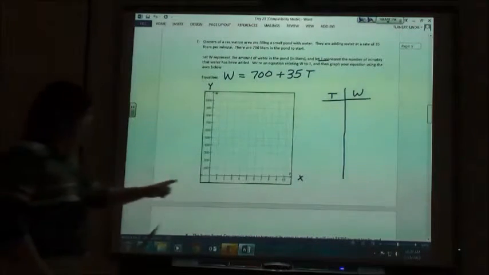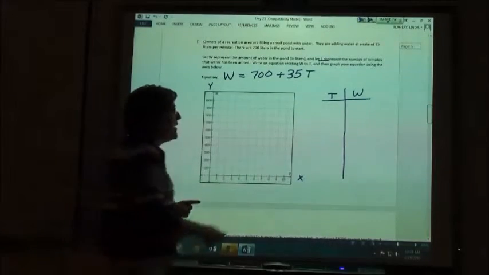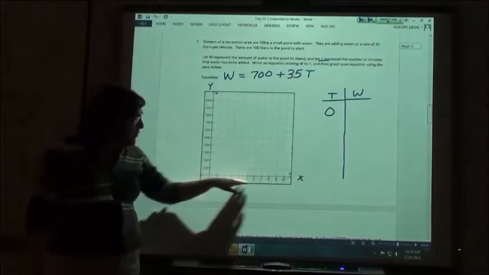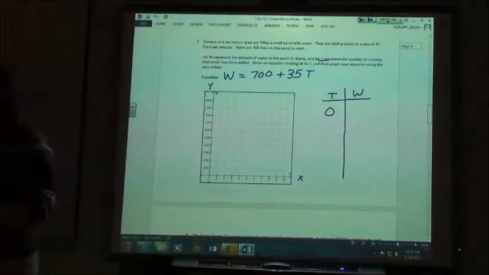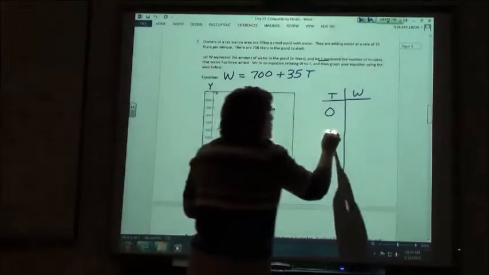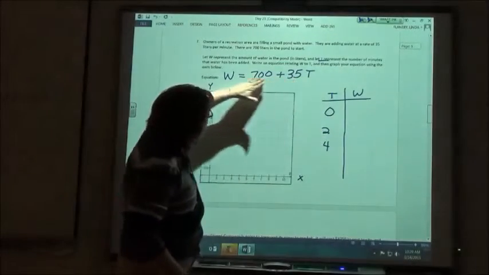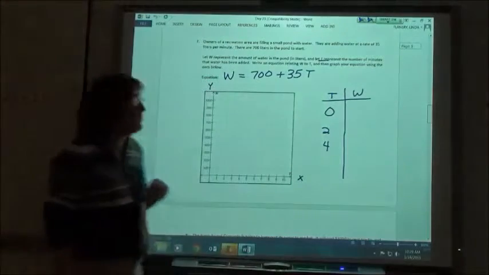So I look at the bottom line here, and I always like to use 0. And then I just want some other easy numbers. Pick a couple other numbers off my graph there. 2, 4, 6. 2 and 4 will do. Okay, so we're going to take these numbers, plug them into our equation, find our answers.